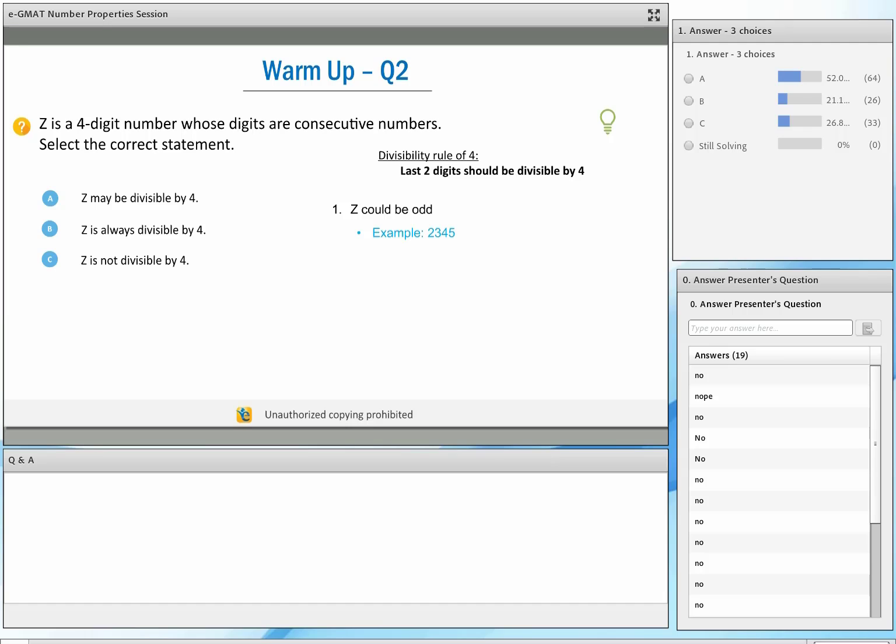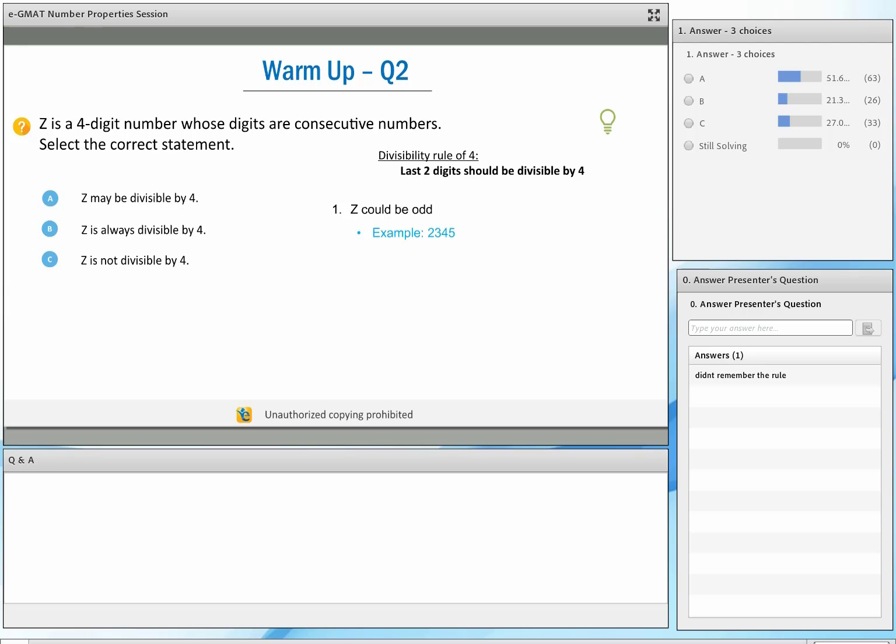So for the 26 of you who selected choice B, tell me, did you not know the divisibility rule for 4? Or did you not select an appropriate example? Did you not consider the case that z could be odd? Tell me, why is it that you faltered here? And again, it's very important to know why you're making the mistake, right? So here, this is a conceptual issue.